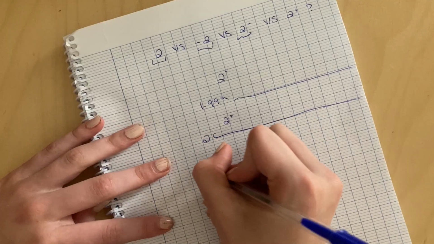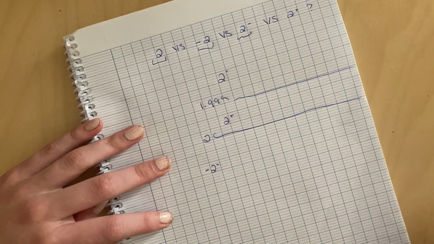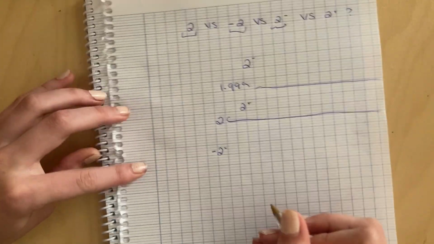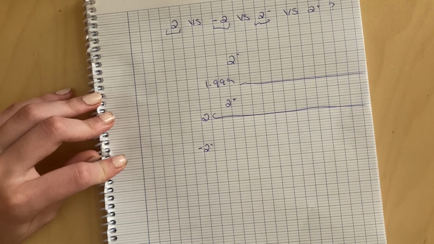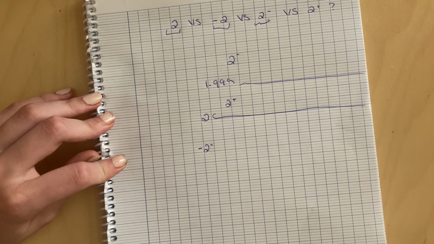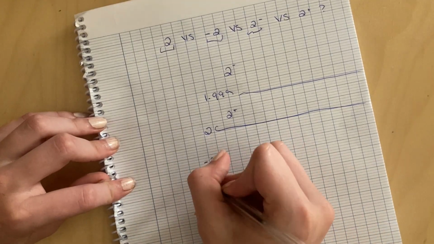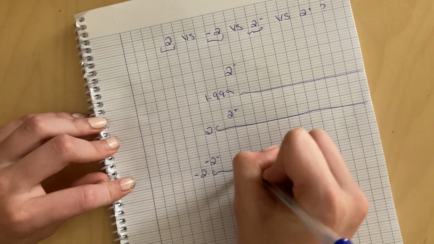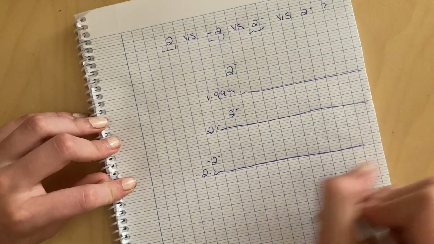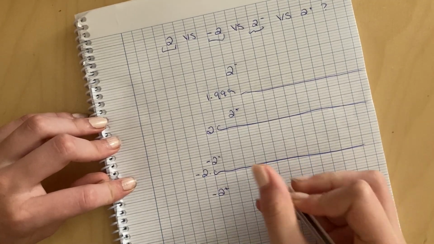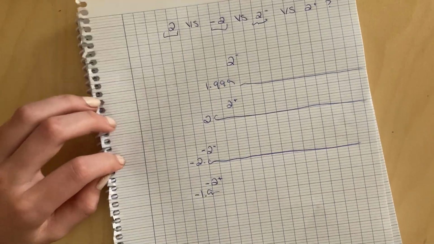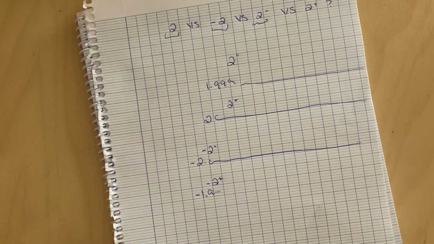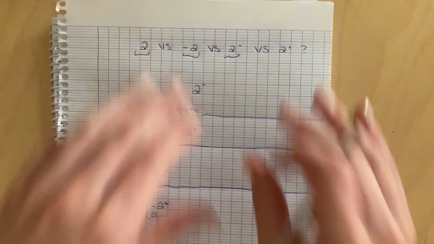So what's minus 2 minus? Minus 2 minus is a fraction less than minus 2. Minus 2 plus is a fraction greater than minus 2. So minus 2 minus is like minus 2.0000000 something. Minus 2 plus is minus 1.999999999. That is what the difference between these four numbers is.